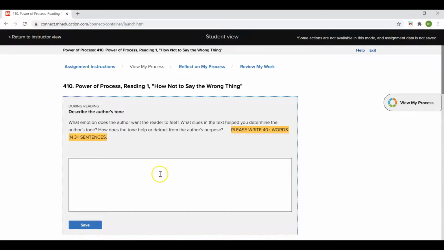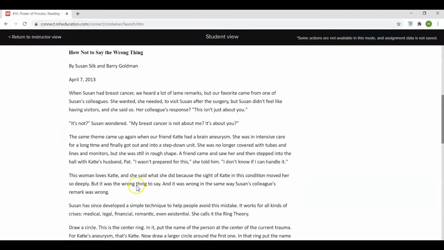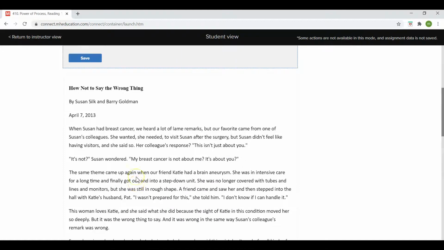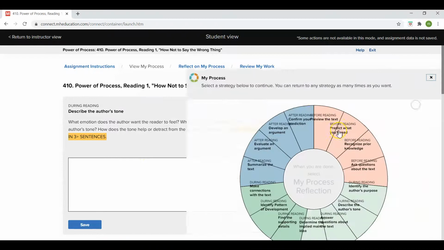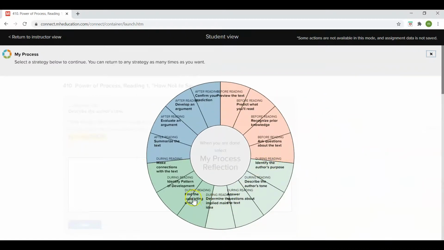So what is the feeling you got out of it, and then prove it by the things they say. She keeps talking about this and that makes me think it's happy or sad or angry or whatever you want to say, right? But remember, you must answer it in 40 or more words and 3 or more sentences. You're going to go through several activities like that.